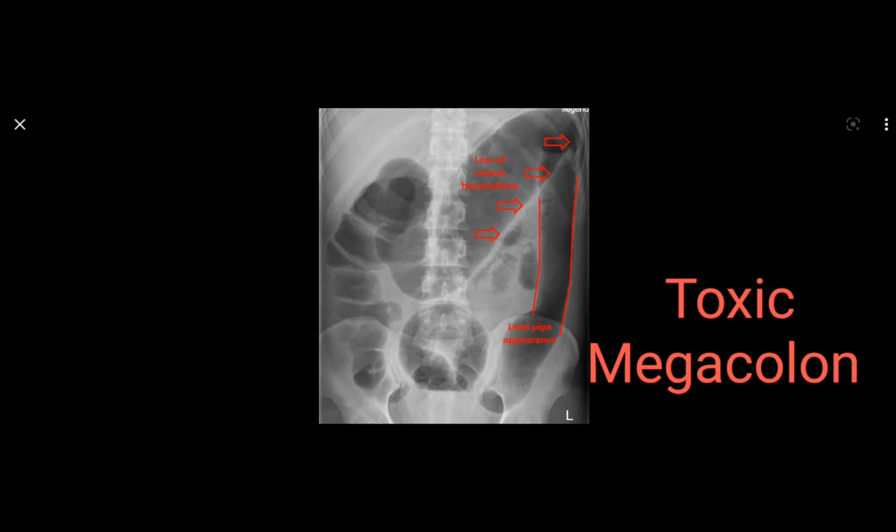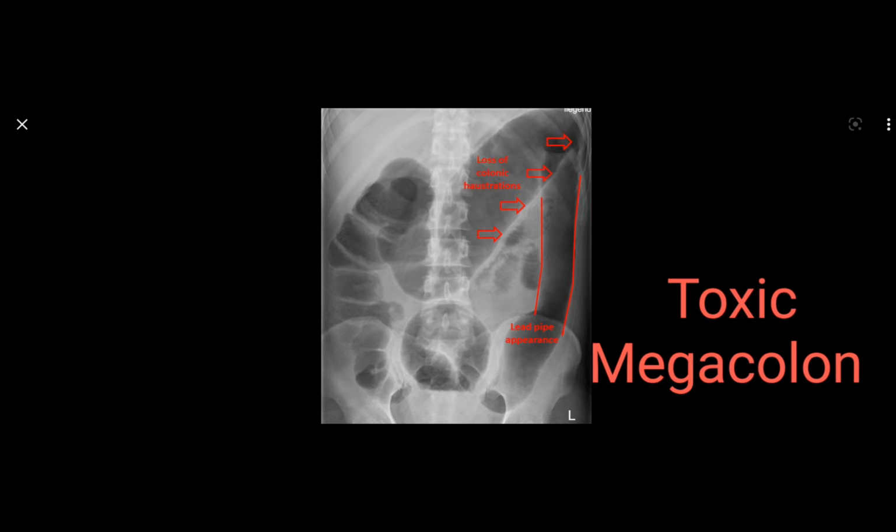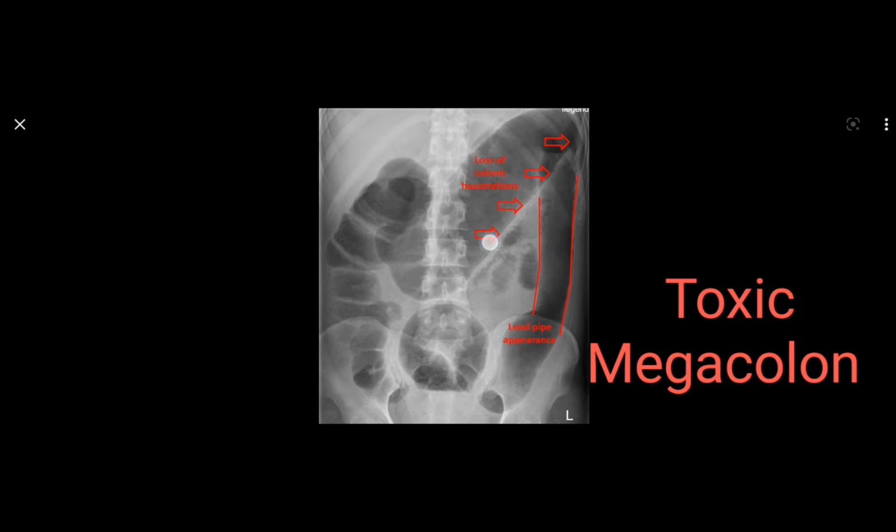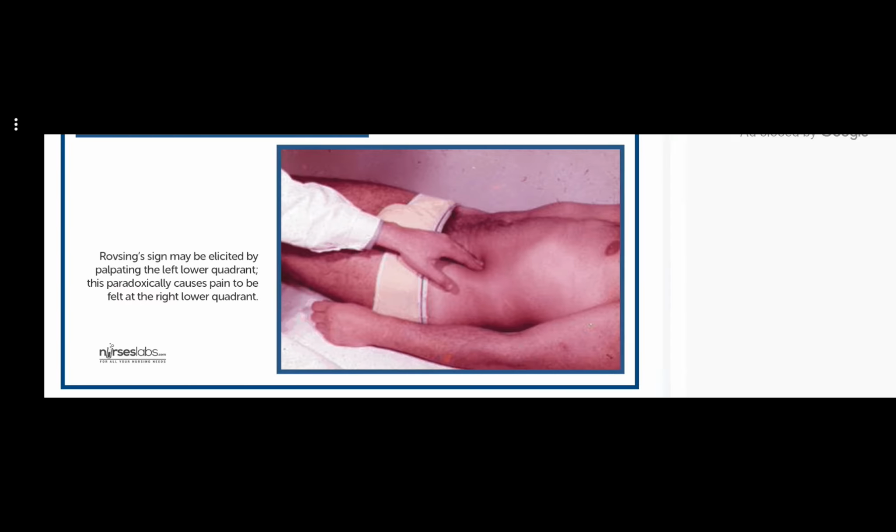This is an X-ray image of toxic megacolon. In toxic megacolon we can see the lumen of the colon is extended. It is more wide and there is loss of colonic haustration. It is straight and there will be a lead pipe appearance. These cases are seen basically in ulcerative colitis, toxic megacolon.